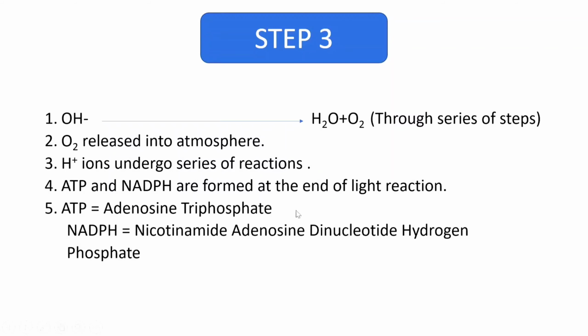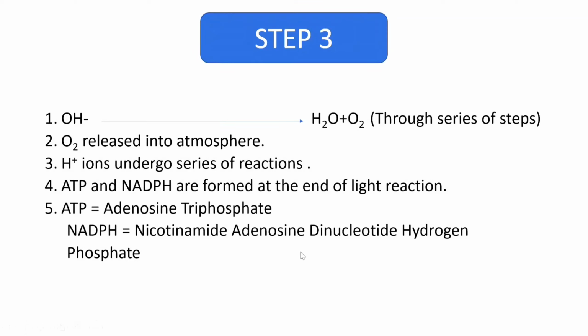Step 3. Through a series of steps, the hydroxyl ion is converted into water and oxygen. This oxygen is released into the atmosphere. H plus ions undergo a series of reactions. ATP and NADPH are formed at the end of the light reaction. ATP means adenosine triphosphate. NADPH means nicotinamide adenine dinucleotide phosphate.